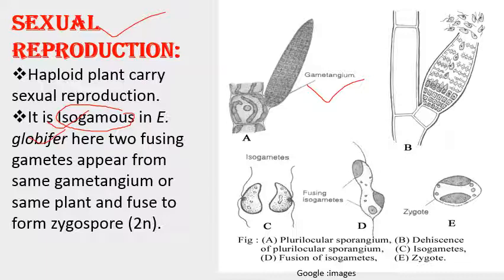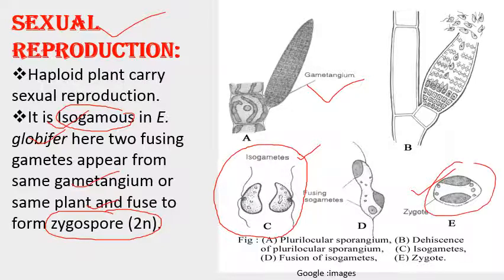The two fusing gametes are morphologically similar. In this picture we can see that when both fusing gametes are similar in their morphology as well as in their activity, this type of reproduction is known as isogamous, and they are produced inside the same gametangium. The gametangium is the structure that produces these gametes on the same plant, and they fuse to form this diploid structure, which is known as a zygospore, which results in the formation of the zygote. This is also known as the zygospore.